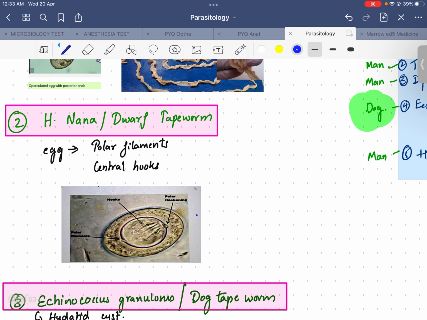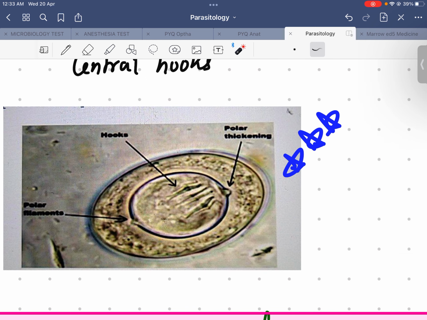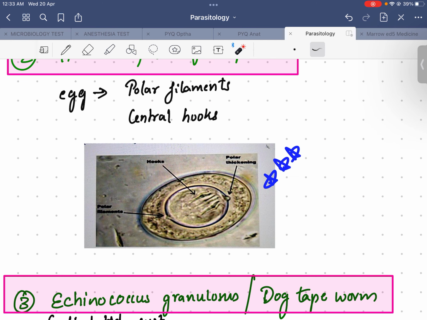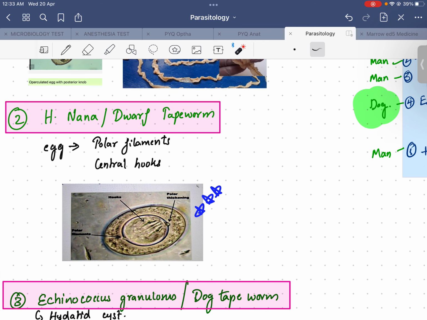So how do you identify this? It is also called dwarf tapeworm. The egg has polar filaments with central hooks. So you have the polar filaments and you have the central hooks. This is a very important egg. You should know how to identify the egg of Hymenolepis nana.